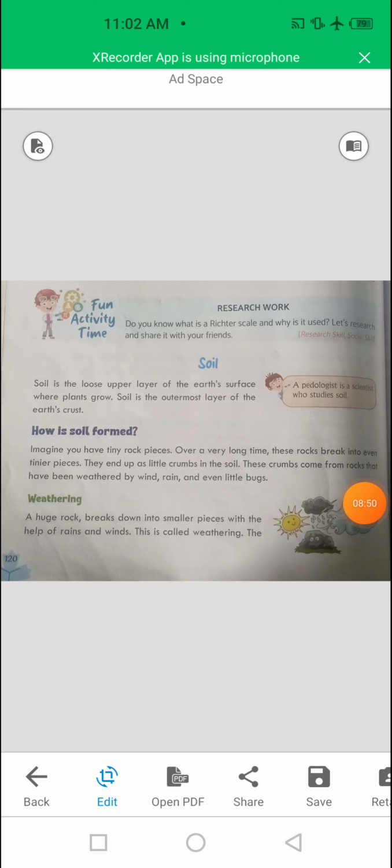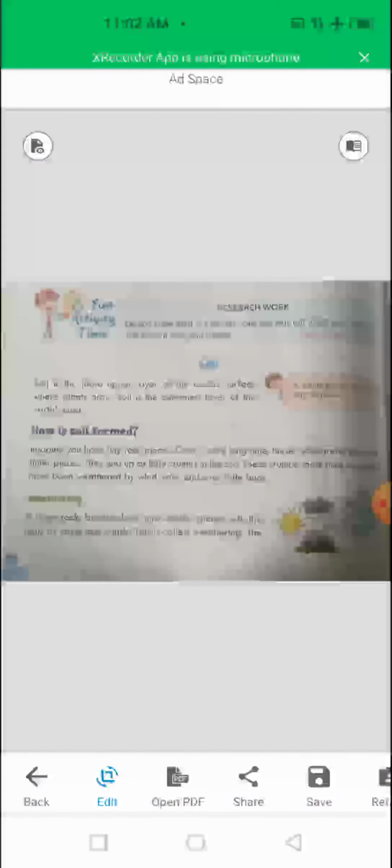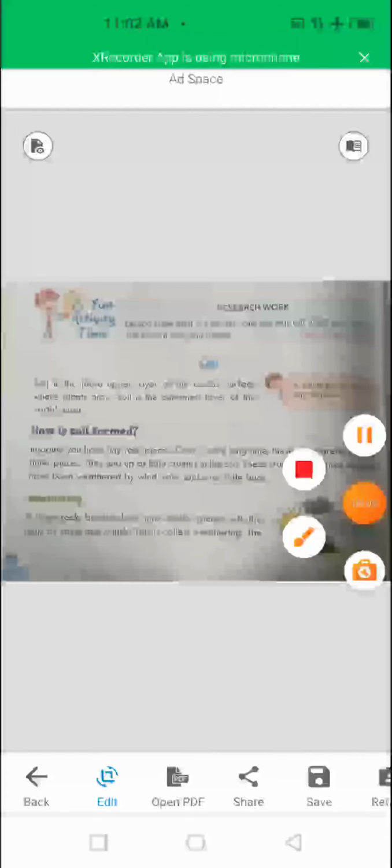Richter scale is a unit to measure earthquakes. It is measured by a machine called a seismograph, which helps scientists to study the waves of the earth. Now, the next topic we are going to start is soil.